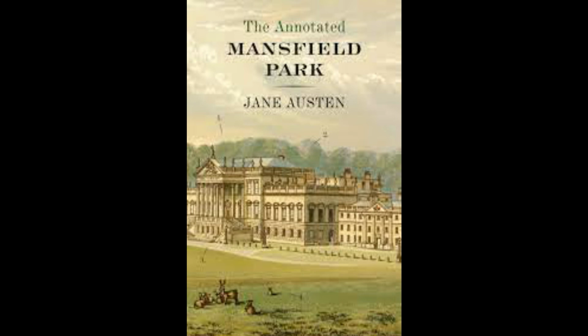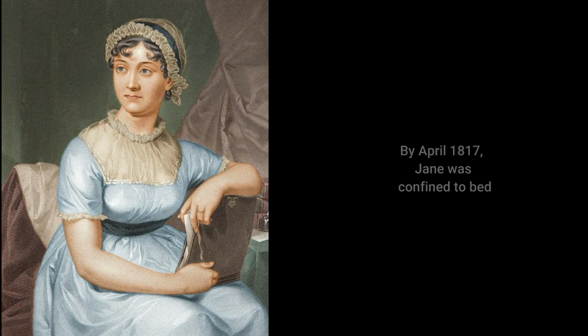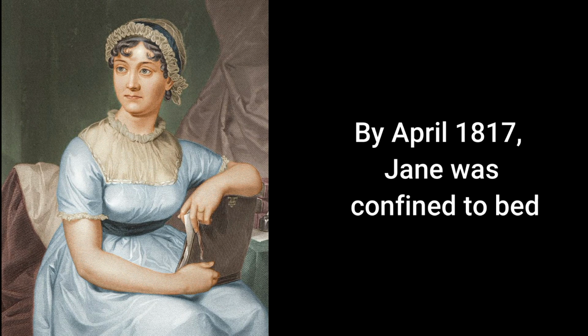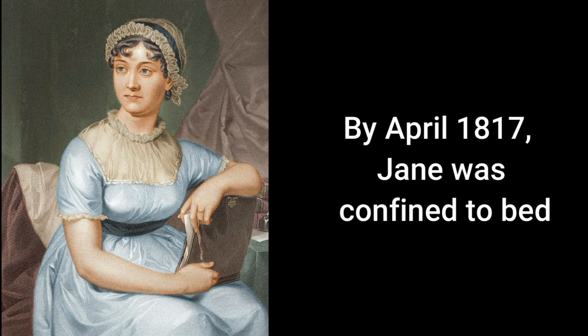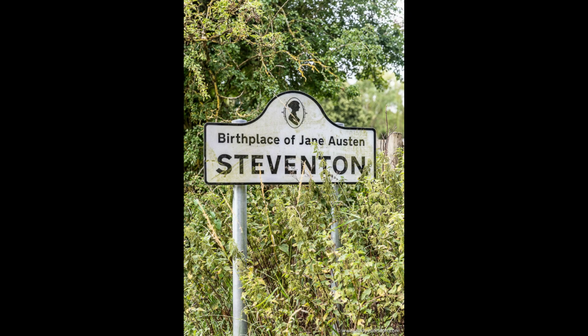In 1816, Jane's health started declining. She continued writing, but she was really unable to, because by April 1817, Jane was confined to her bed. She was a victim of Addison's disease, which is a very dangerous disease. At that time, there was no cure for it. On 18 July 1817, Jane died in Winchester and was buried at the city's famous cathedral. This is all about the life of Jane Austen.